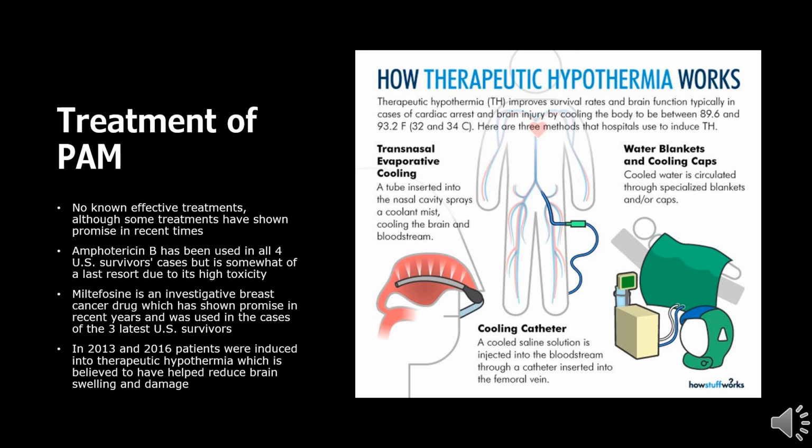Treatment of PAM. No known effective treatments, although some treatments have shown promise in recent times. Amphotericin B has been used in all 4 U.S. survivor cases, but is somewhat of a last resort due to its high toxicity.